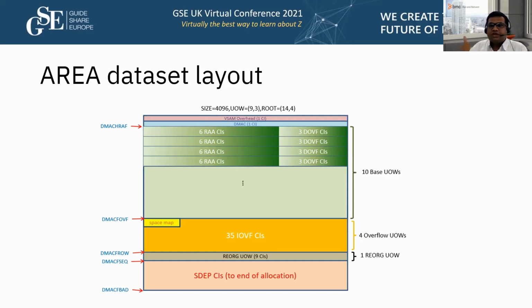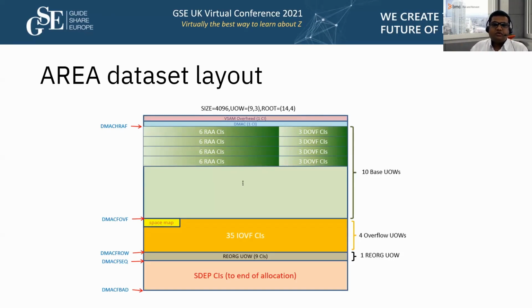Choosing the optimal CI size is of paramount importance as far as performance is concerned, because if you choose a very large CI size, then there is a possibility that when you use some vendor tools like online reorg, which always work on a UOW basis, your reorg utility might be holding that UOW, and it might cause contention to some other transaction which might try to access the same UOW.